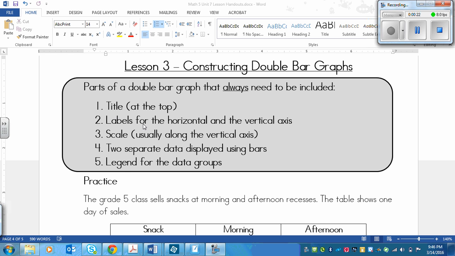You always need to have a title for the entire graph, and that goes at the top. You always need to have labels for the horizontal and the vertical axes. You always need to have a scale, usually along the vertical axis, but doesn't always have to be. And the scale is how much each square is worth. Next thing you need to have is two separate data displayed using bars. That's specific to double bar graphs only. And lastly, you need to have a legend for the data groups so that we can see what these two separate data display, because they will just show colors on the graph itself.